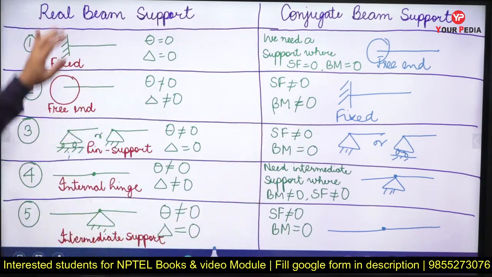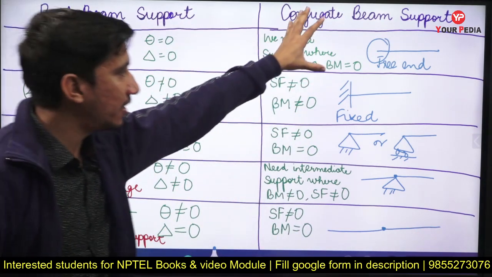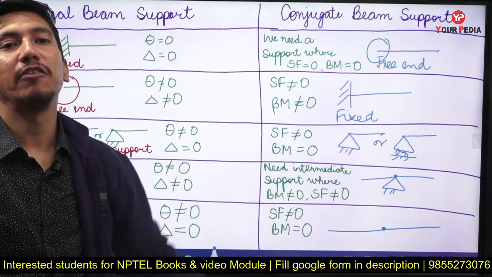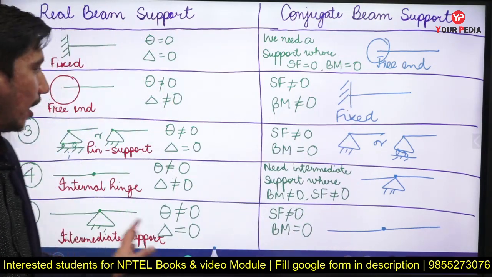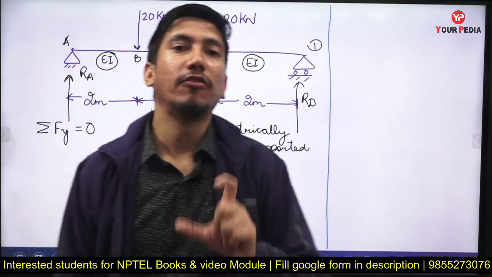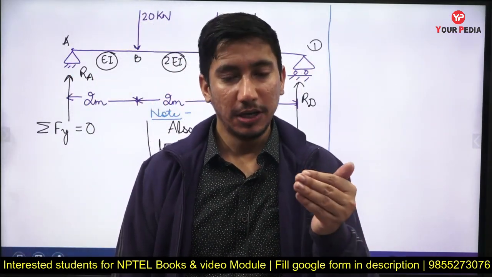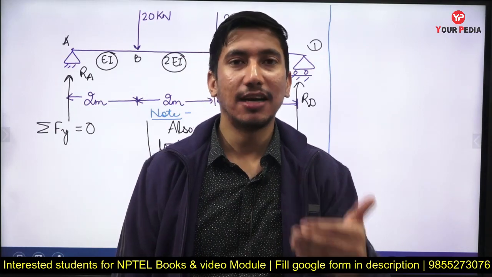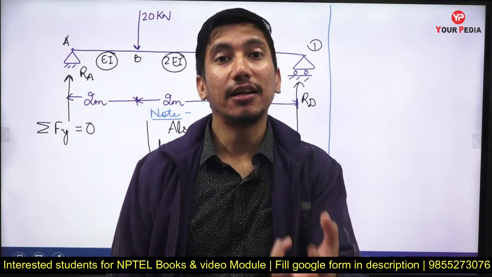So in this way these real beam supports will be replaced by these conjugate beam supports whenever we make the conjugate beam. Now we have also done the supports. Next thing is we have to talk about the loading of the conjugate beam. So in order to make you understand this thing in a better way, let me take a real example.